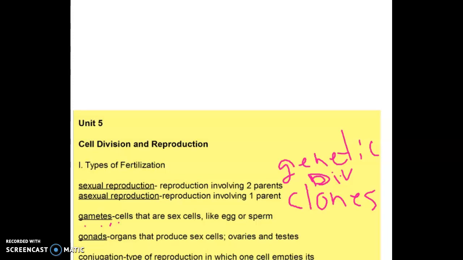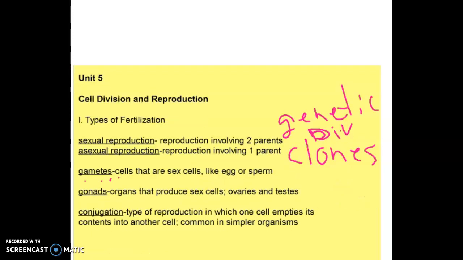A couple of other terms that are important as we move through this unit. Gametes. Gametes are sex cells; egg and sperm, for example, would be gametes. And gametes come from organs called gonads. So in humans, the organs that produce sex cells are ovaries and testes. So that's where those gametes come from.